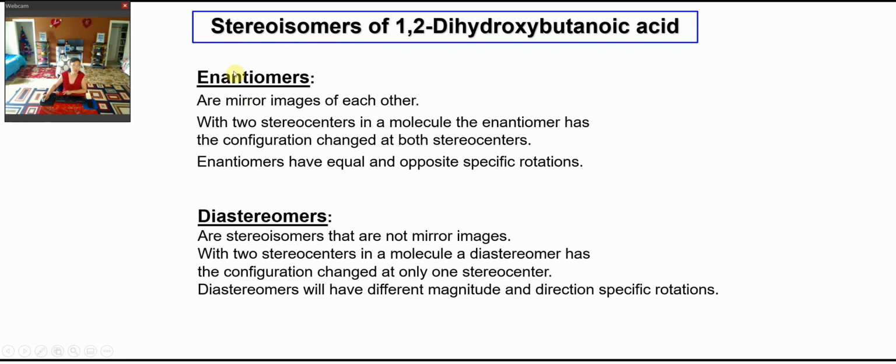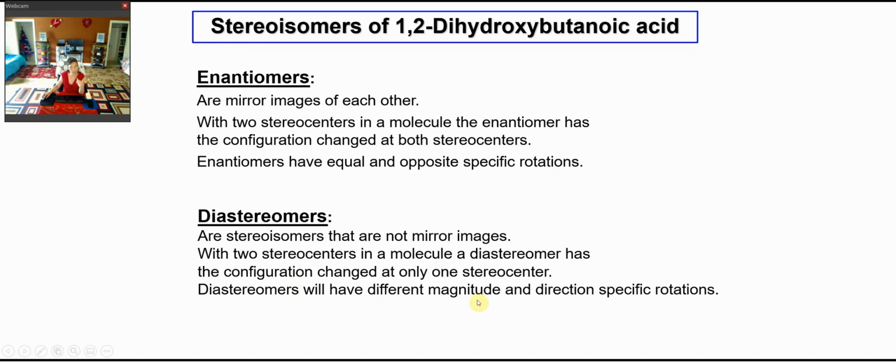They are optical isomers. The first one are the mirror images of each other. With 2 stereo centers in the molecule, the enantiomer has a configuration changed on both chiral carbon centers. Those chiral carbon centers are the stereo centers. Your enantiomers have equal but opposite optical rotation. On the other hand, your diastereomers are also stereoisomers, but they are not mirror images. The first ones, the enantiomers, are mirror images. And with 2 stereo centers in your molecule, the diastereomer has a configuration changed only for one of the stereo carbon chiral centers.